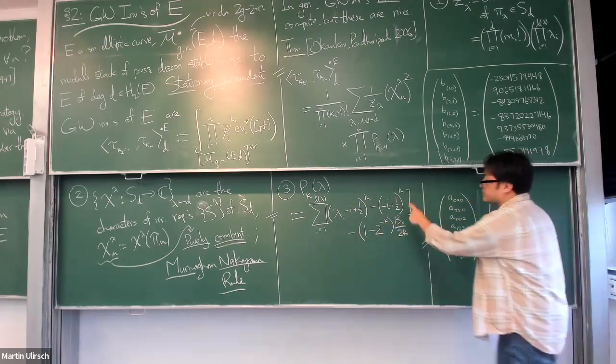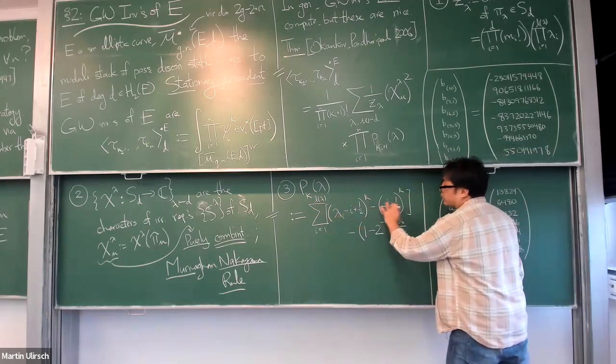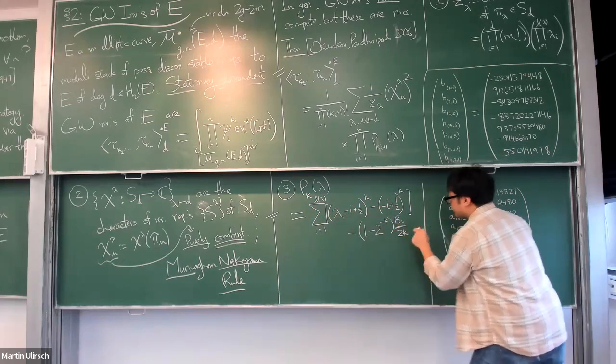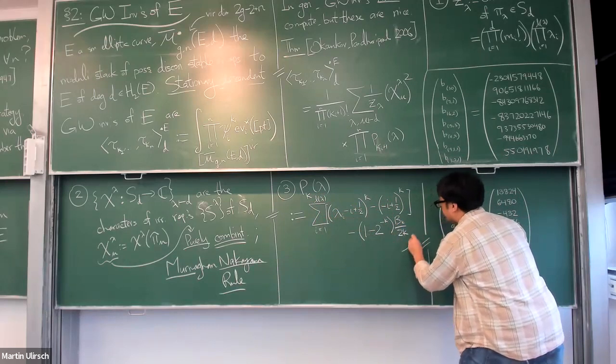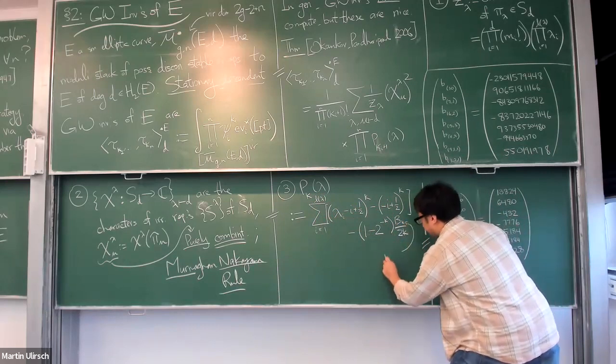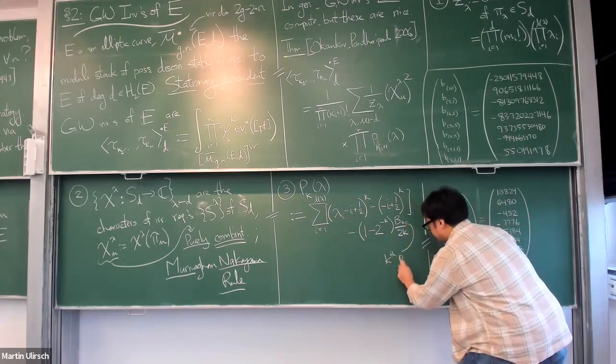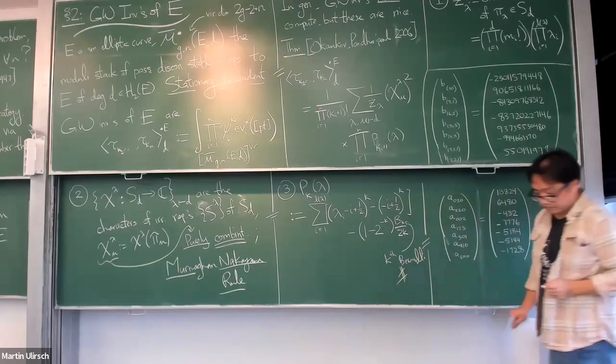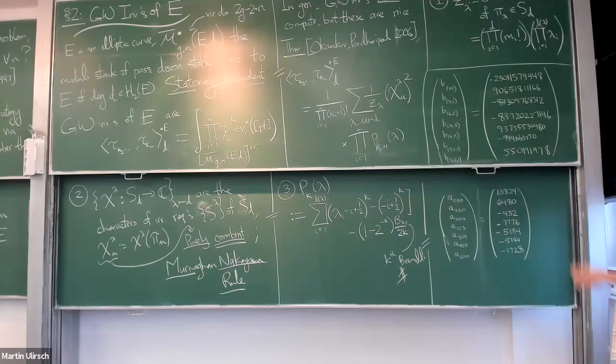Okay, so yeah, this sum is just some quantity depending on the partition lambda. The only thing we need to know about this is that it's a K Bernoulli number. Okay, so now you look at that and you say, where is that coming from?